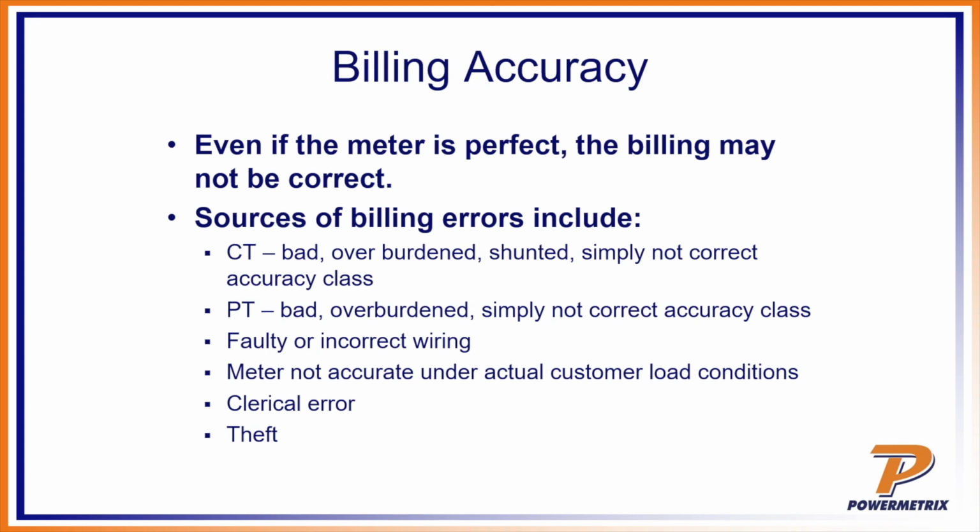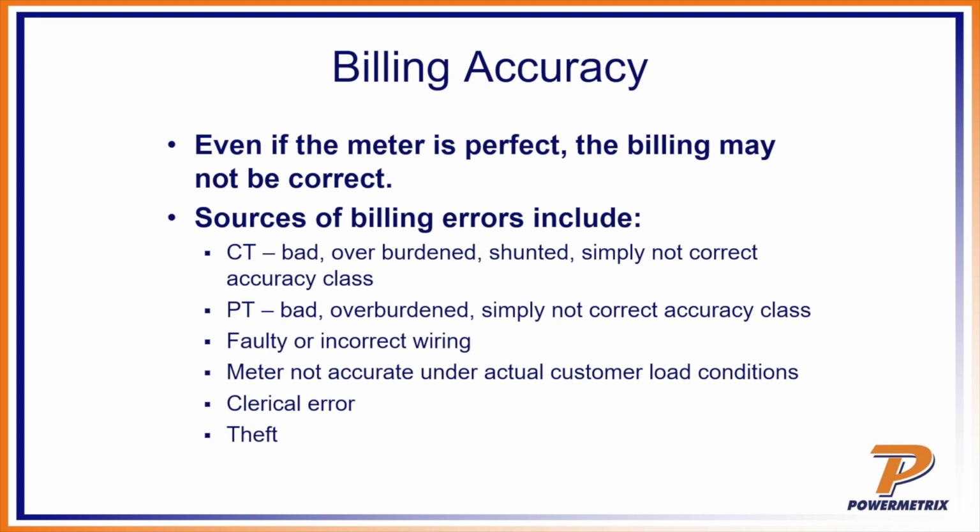Sources of billing errors include a bad CT. It could be overburdened or shunted. It just might be the wrong accuracy class, or the CT itself may be worn out. Same thing with the PT. It could be bad. It could be overburdened. It could be the wrong accuracy class. What about faulty or incorrect wiring? For instance, a loose connection, or maybe a too small wire, which would increase your resistance.